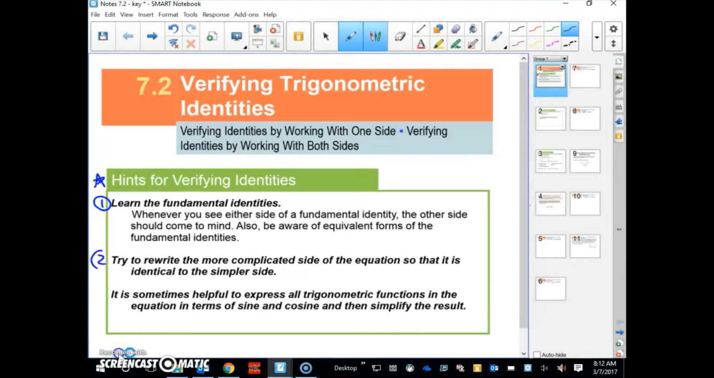Hint number 2, try to rewrite the more complicated side of the equation so that it's identical to the simple side. Okay? You're going to be looking at an equation. Whichever side looks more complicated, start with that.